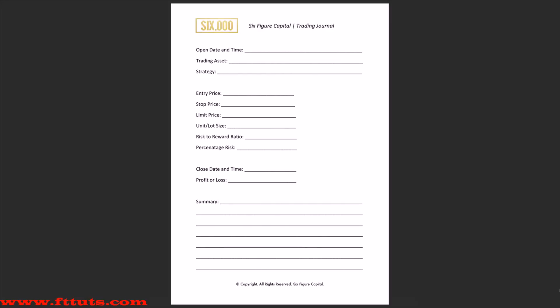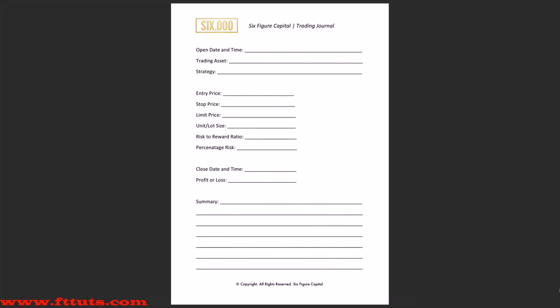You have the entry price, you have the stop price, which is the stop loss, the limit price, which is the take profit, the unit and lot size used, so this may be 10,000 units, or it could be one lot, or 0.1 lot.